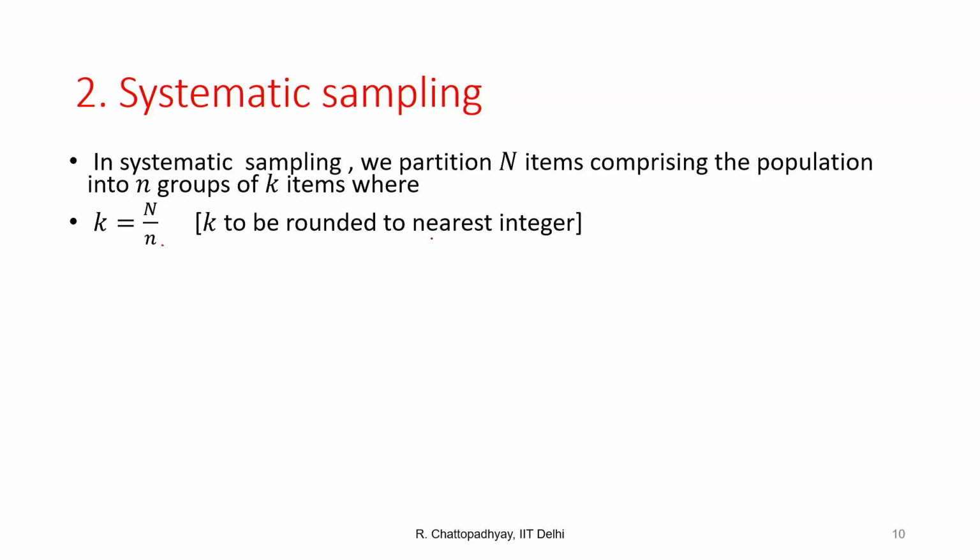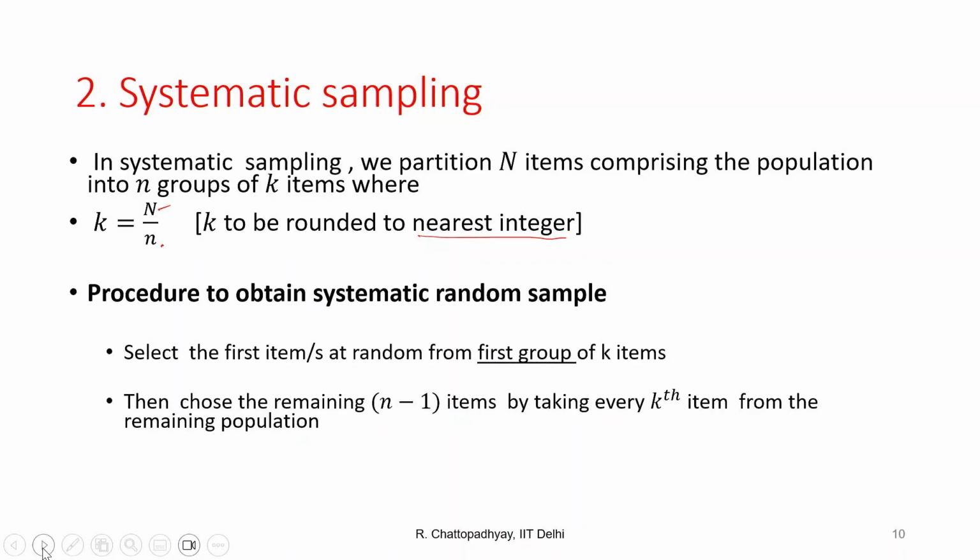K is to be rounded to the nearest integer. If it is a decimal figure, we will take the nearest integer value. So small n is the number of groups and capital N is the population size. And the procedure to obtain a systematic random sample is what we are going to discuss now.